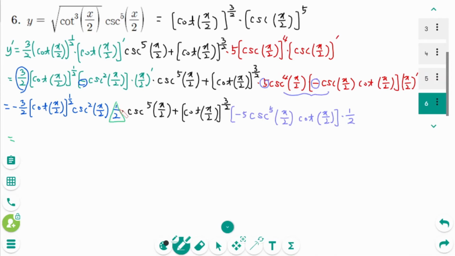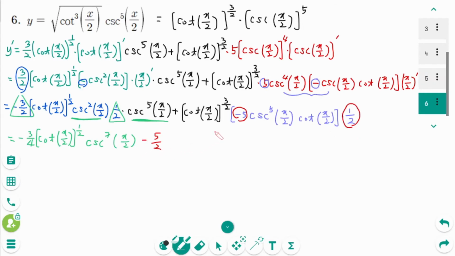equals 1 over 2 times minus 3 over 2, which is minus 3 over 4, then cotangent x over 2 to the power of 1 over 2, then this one and this one together, cosecant to the power of 7 x over 2 minus 5 over 2, and this one combined together make cotangent x over 2 to the power of 5 over 2 times cosecant to the power of 5 x over 2.